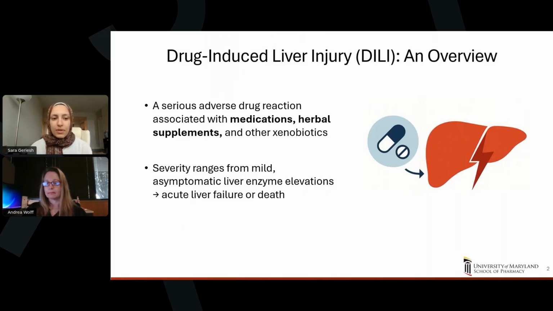So I first want to give a brief background on drug-induced liver injury, or DILI for short. DILI is a serious side effect that could happen with many medications, affecting the liver and causing liver damage. It can happen with many drugs, including over-the-counter medications and also herbal supplements. The severity of DILI can range from mild liver enzyme elevation, such as ALT and AST, to severe liver failure, and sometimes can cause death.